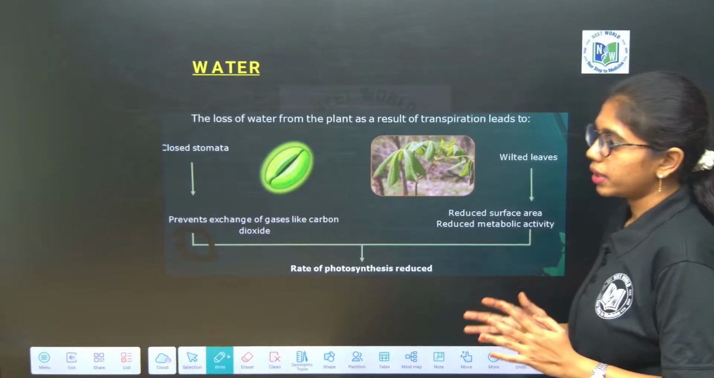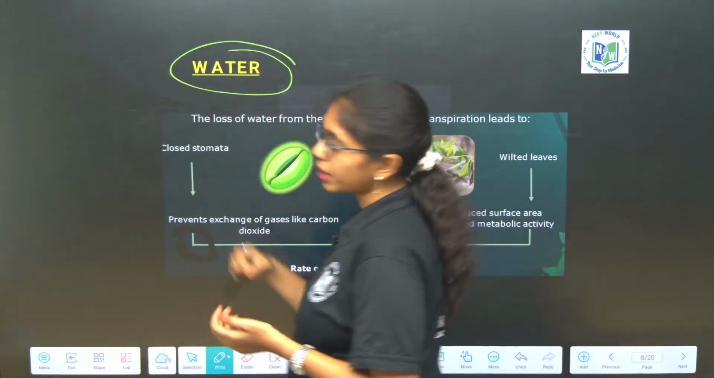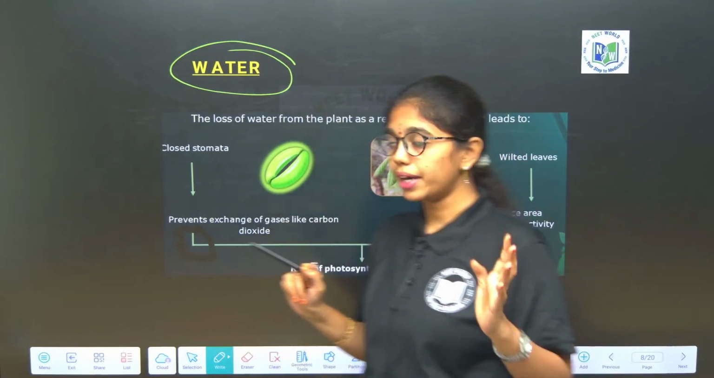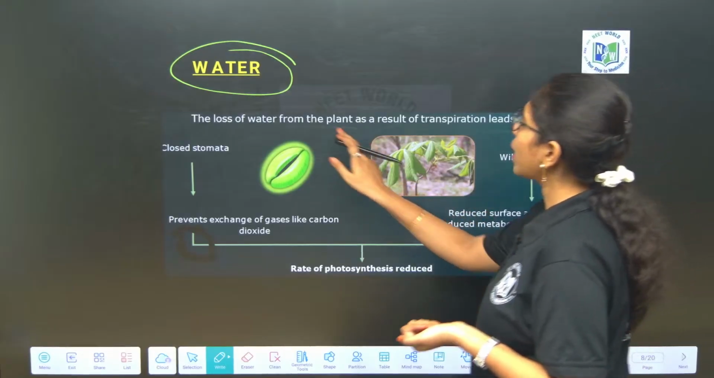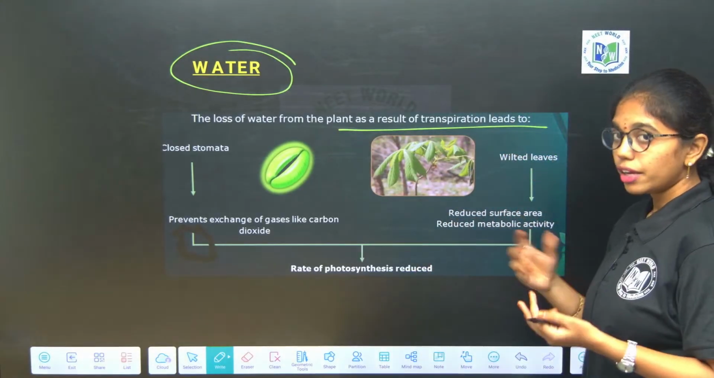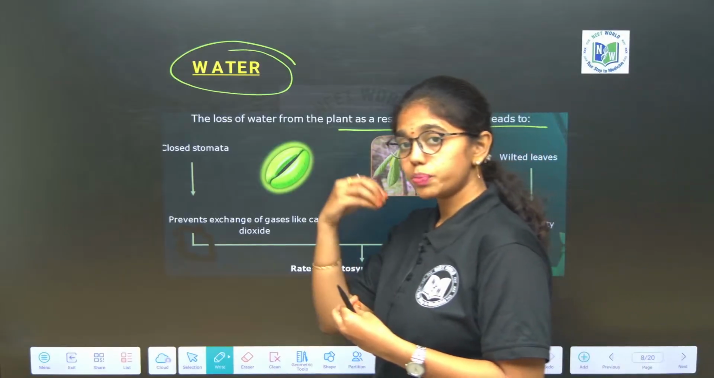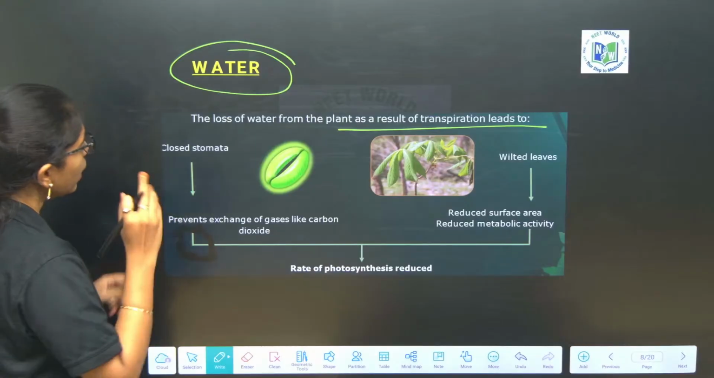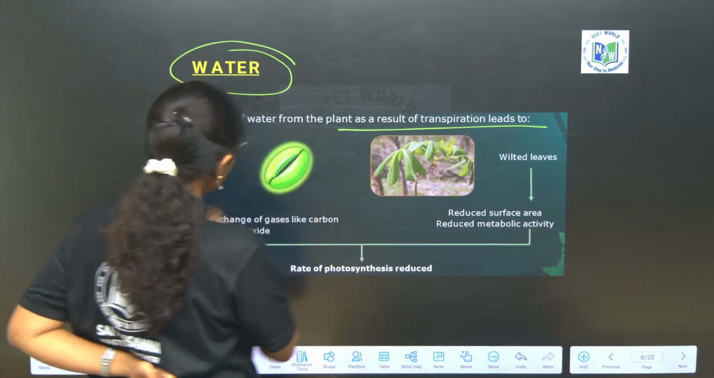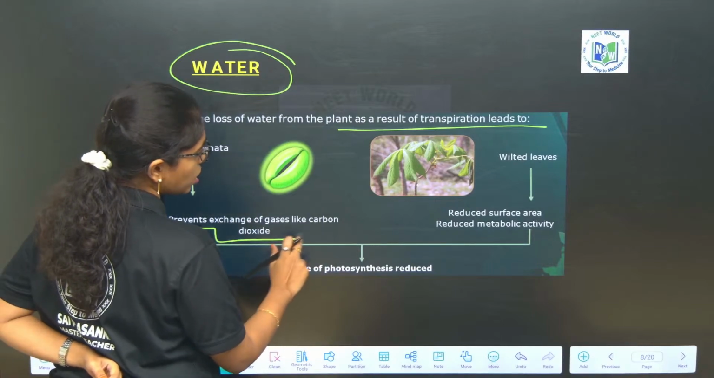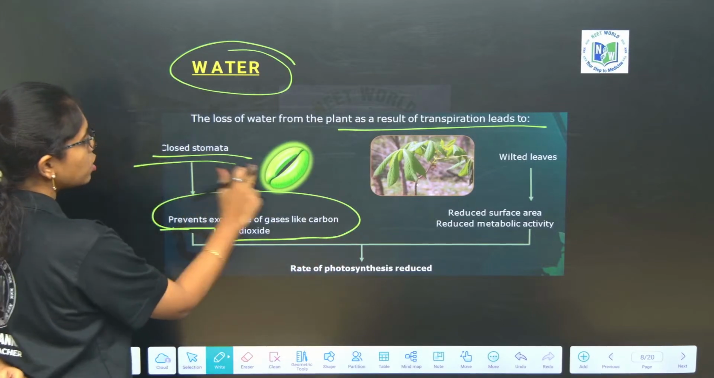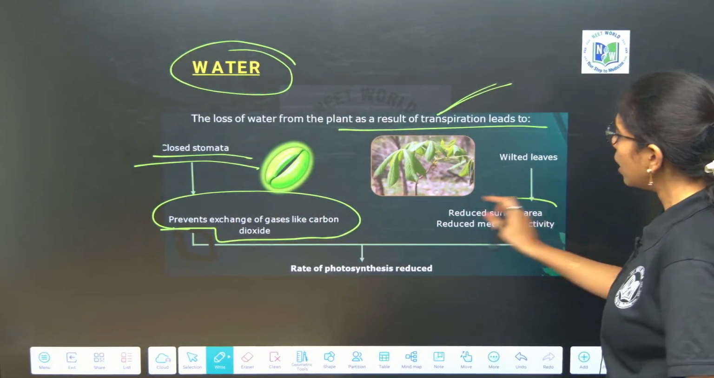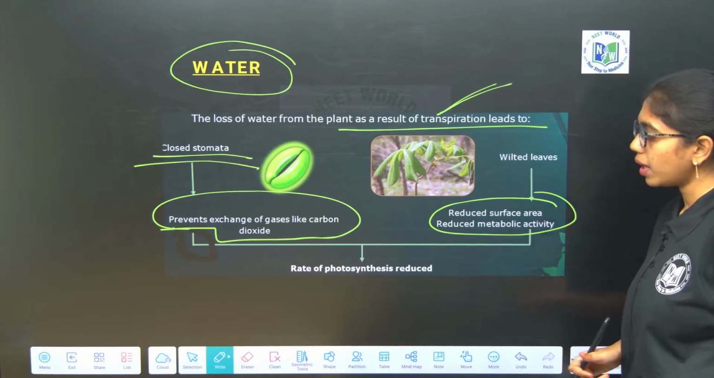Next, water. Water is also a limiting factor. Rather than affecting photosynthesis, water shows an overall effect on the plant. How? Through the loss of water from the plant as a result of transpiration. If the temperature is increasing, water is being transpired from the plant. This prevents gaseous exchange like carbon dioxide when the stomata are closed. The water loss due to transpiration also means reduced surface area and reduced metabolic activity.